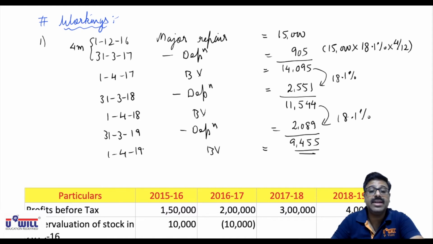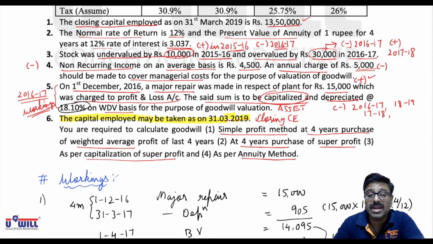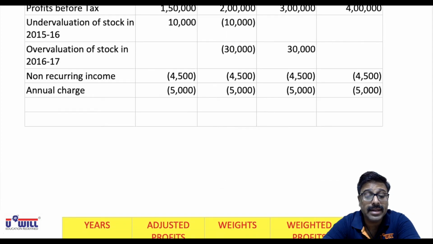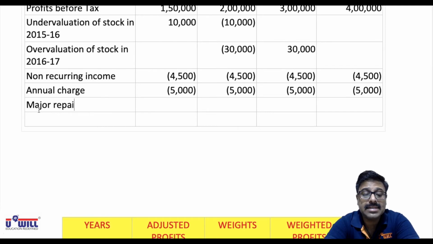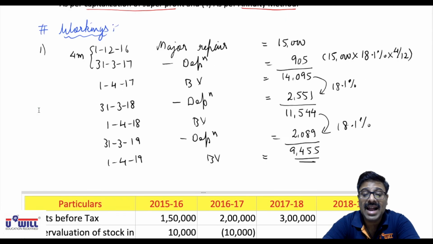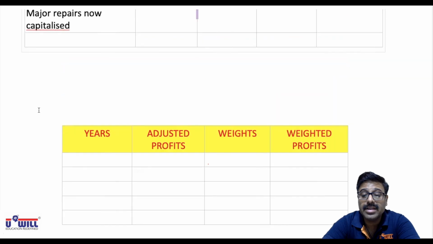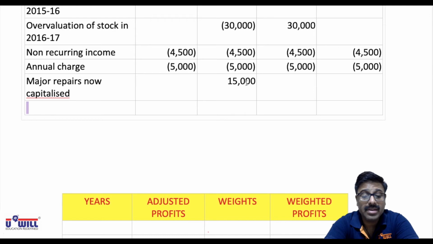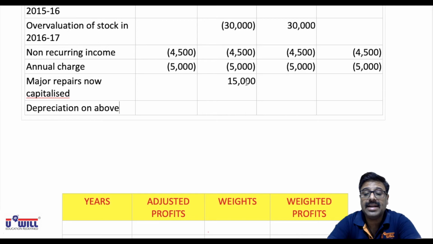So now, how will we give the effects for this? Understand it. Very first of all, as we discussed, 15,000 itself we have to plus in the year 16 to 17, because if you take it out from P&L debit side, it will get added. So major repairs now capitalized. In the year 16 to 17, we will add 15,000 first of all. Thereafter, depreciation on above, that we have to minus in that year as well as subsequent year.